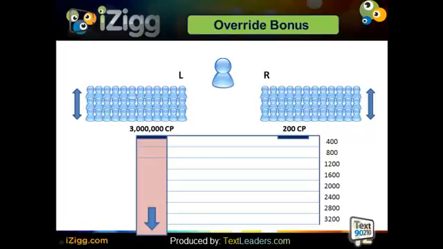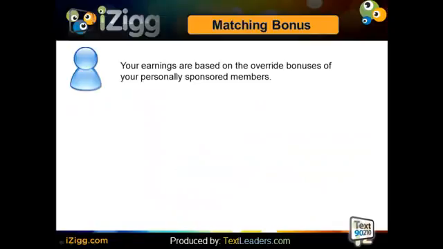But what if you had one runaway sales team and they just kept gathering points and the other side was pretty meek and kind of weak? What if you had one very powerful leg that kept growing and you couldn't catch it and you were only getting paid on your right side? Well, if you had the matching bonus as well, you're going to get paid on everyone you personally sponsor no matter where they are in your organization. So if you have 2 very successful people over here and they're getting paid on their binary check, you're going to receive a matching bonus of that.